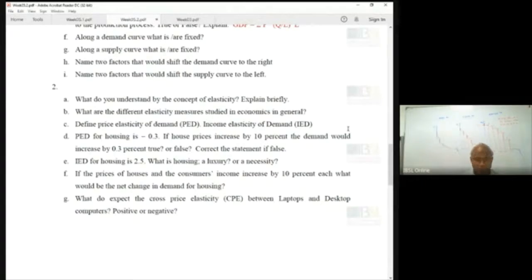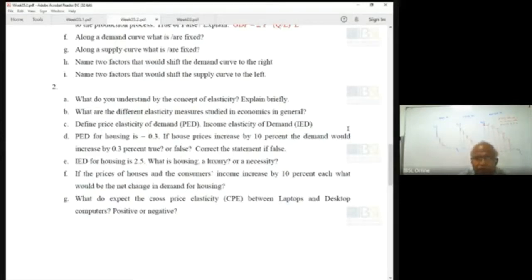Then you define. PD is the percentage change in quantity demanded when the price of that good changes by 1%. For a 1% change in the price of that good, when other factors are held constant, that also you can mention. Income elasticity of demand: ID is the percentage change in quantity demanded when consumers' income changes by 1%. Precise definition, when other factors are held constant. Right?